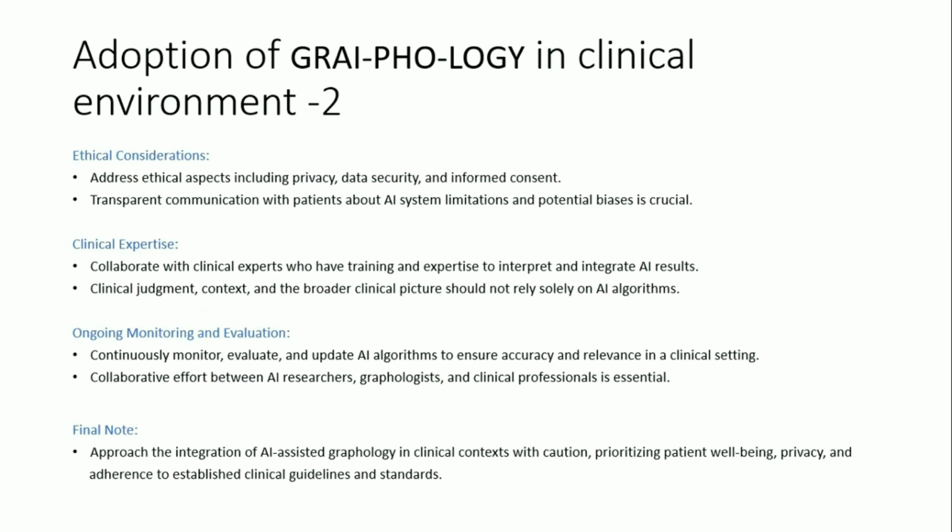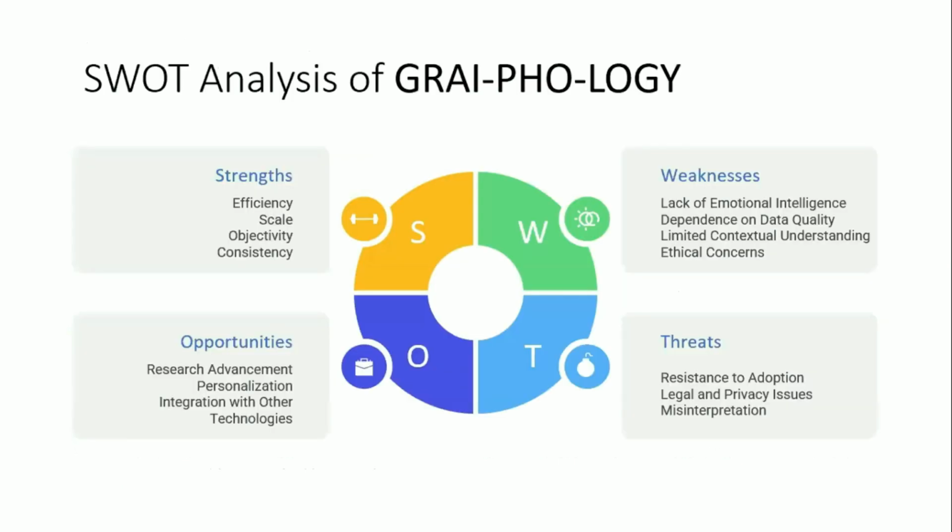As it is AI, the artificial intelligence models need to be continuously monitored and evaluated, and algorithms need to be updated to ensure accuracy and relevance in the clinical setting. So it is essentially a collaborative effort. Collaborative effort between AI researchers, graphologists, and clinical professionals is essential. We have also done a SWOT analysis of graphology, which can help determine the future directions. Overall, it looks very promising with a lot of strengths.